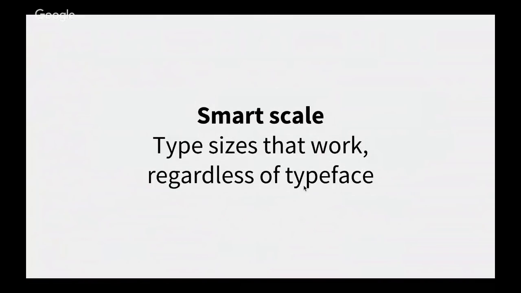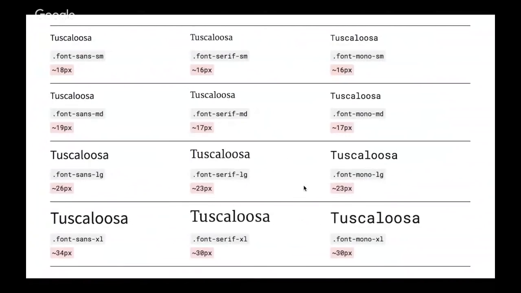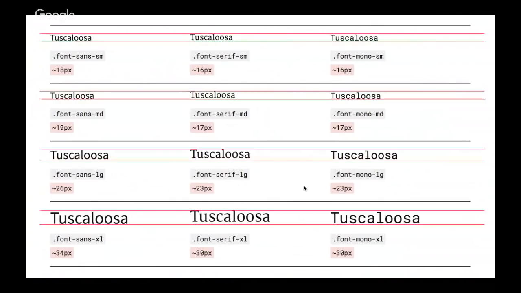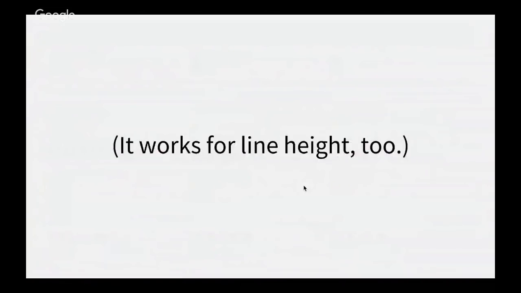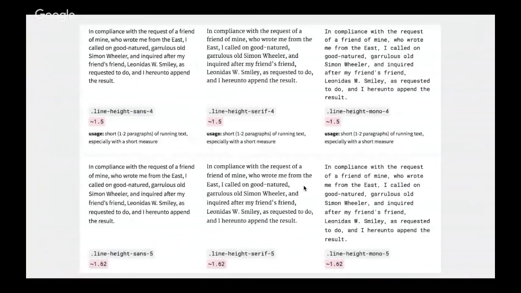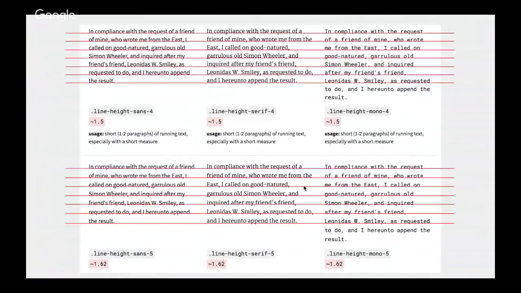So we're introducing a smart scale for type sizes that work regardless of the typeface. So now a typeface spec'd at small size will reliably appear at that size in a small face like Source Sans Pro, or in a large one like Merriweather, or any other type family that you choose. And this works with line height as well. And we're introducing 6 standard line heights that will work with any typeface. That could result in something like a baseline grid. That baseline grid will work and be the same size whether or not you're using Source or Merriweather or Roboto or something else.